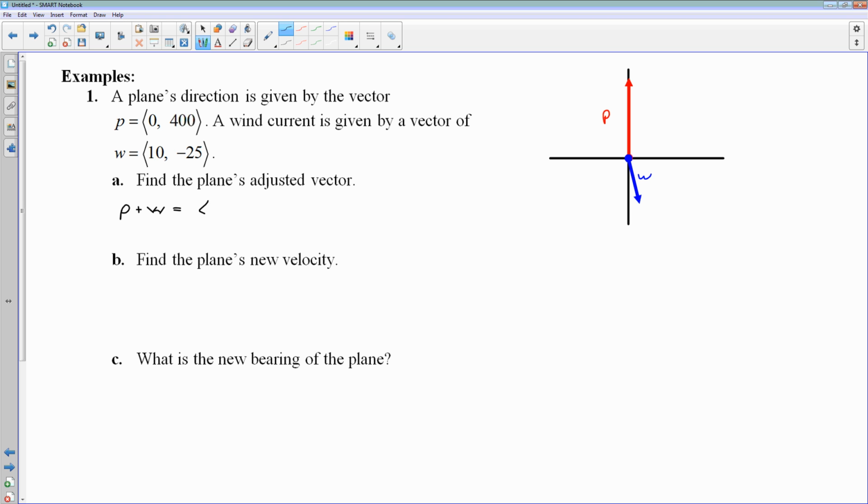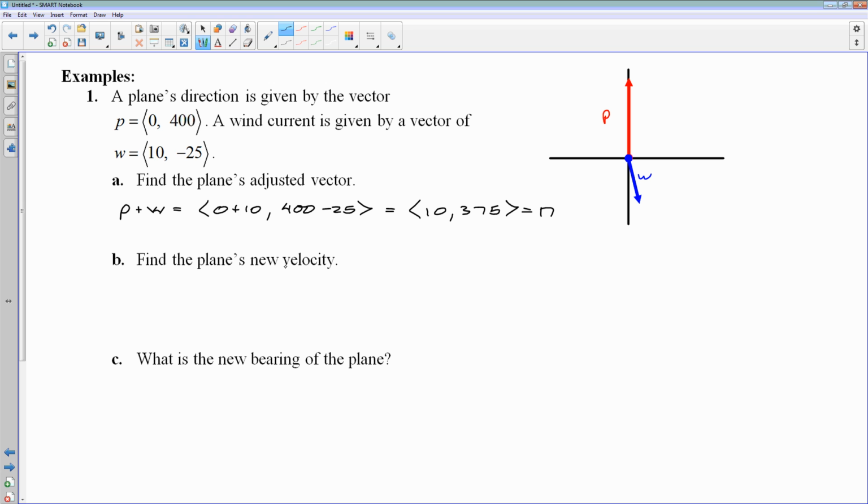So P plus W is going to be 0 plus 10 and 400 plus a negative 25, which gives you a new vector of 10 and 375. And that is our plane's new vector. I'm going to call it N for new vector.